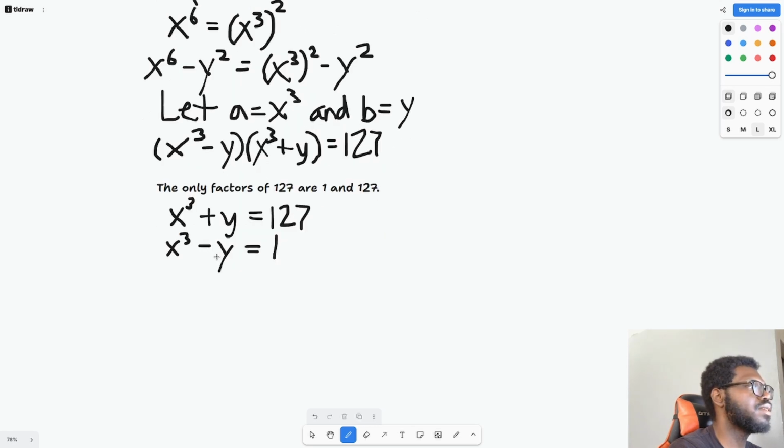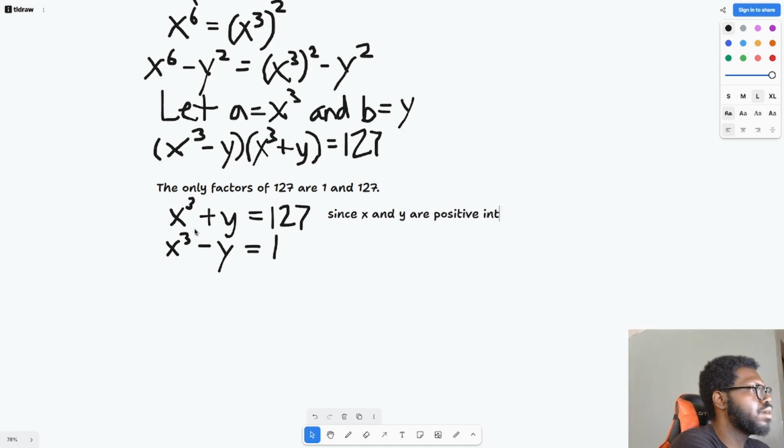I know that was a lot of information to take in, so if you need to rewatch that part of the video to understand the reasoning here, feel free to do so, of course. I'm going to write here, since x and y are positive integers, and 127 is a prime number. I'll say because of these two facts, these equations hold.